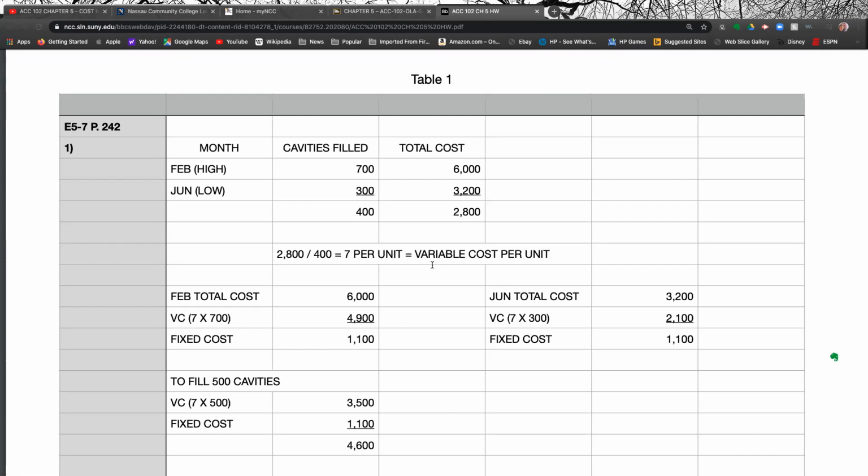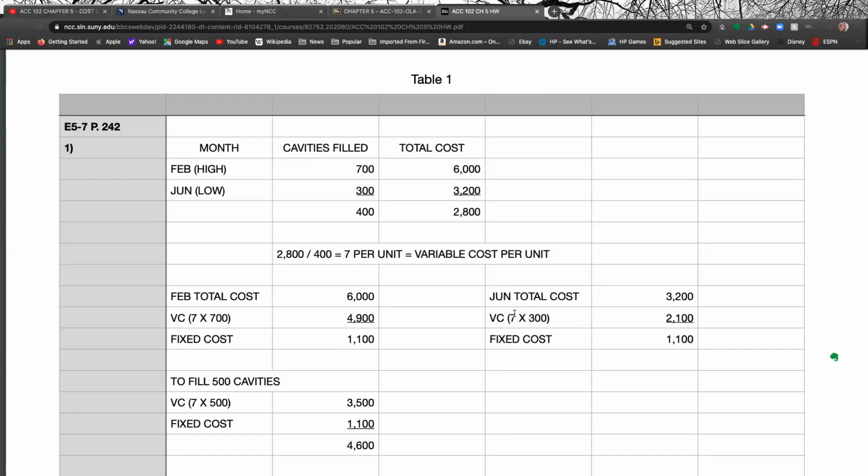So we're going to prove it. We need to prove it for both February and for June. Now, to do that, we want to take the total cost and subtract the variable cost. The variable cost would be the $7 a unit times the 700 cavities filled. That's 4,900. 6,000 minus 4,900 is 1,100. So the total cost is 6,000, the variable cost is 4,900, which means the fixed cost is 1,100.